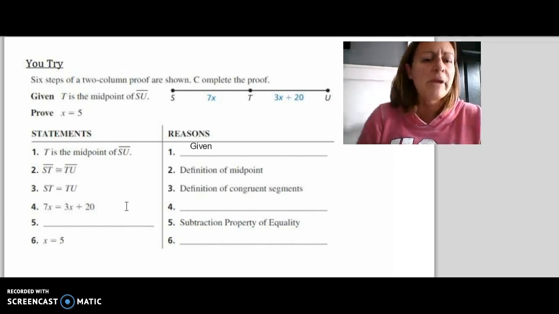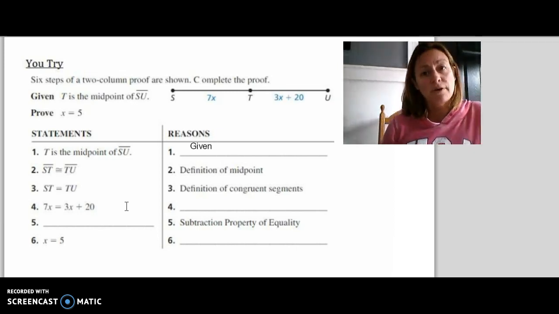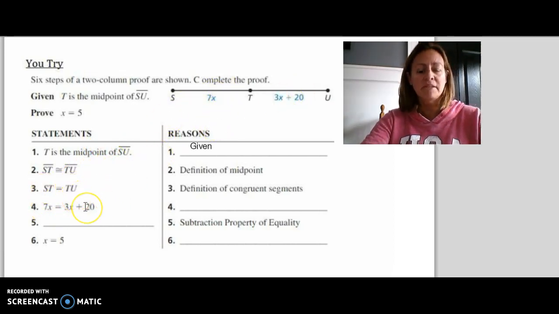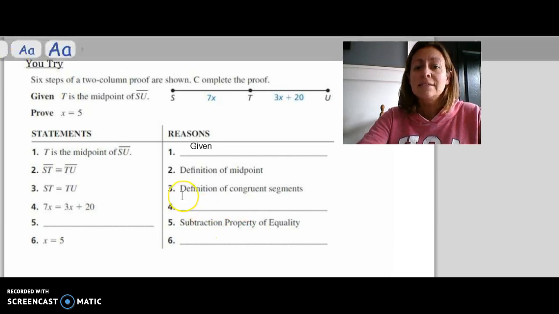How would we get from step 3 to step 4? It comes from examining the diagram and realizing that the length of ST is labeled with 7x, and the length of TU is labeled with 3x plus 20. So we are simply taking these expressions and placing them in the same spot of the equation as their equivalent expression. So what would we call that? We would say the reason we can do that is substitution.